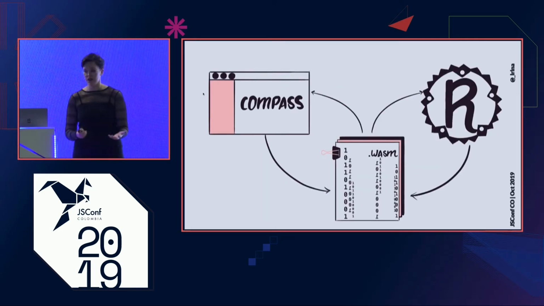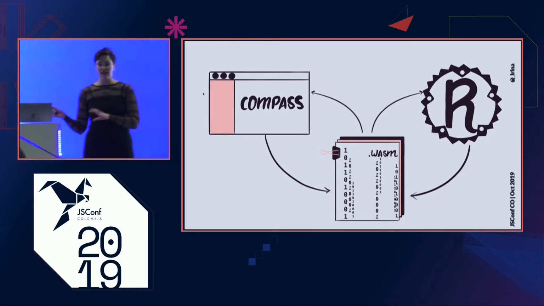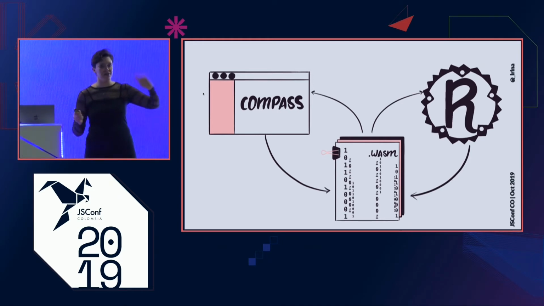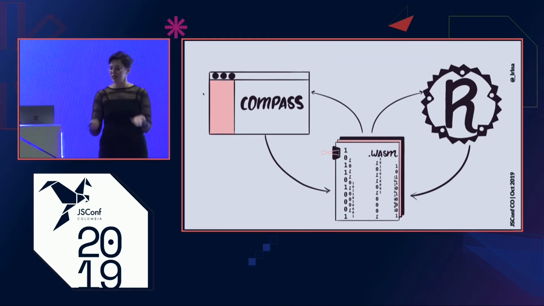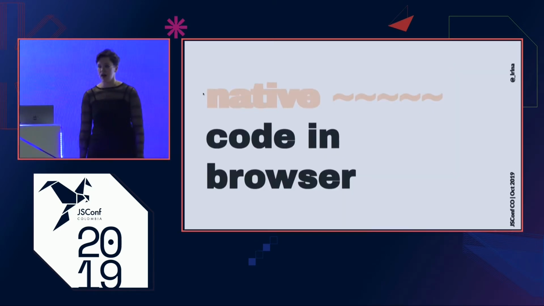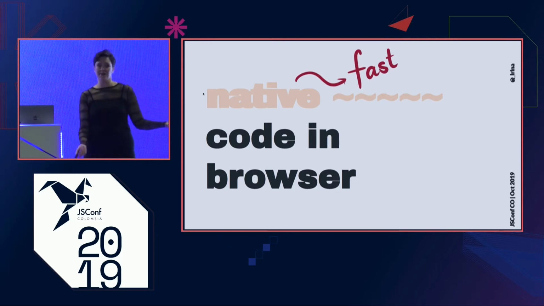And essentially what happens is that you have your application, which in my case is Compass, that talks to WASM, and WASM talks to Rust. And it could go the other way around. Rust talks to WASM, WASM talks to Compass, and things like that. So WASM is our compilation target that I use Rust for. But what it allows us to do is have native code running in the browser. And what that really means, native code running in the browser, is that you have fast code running in the browser.